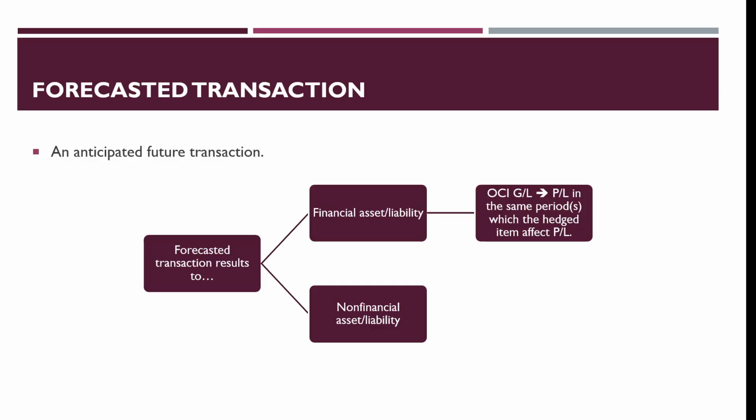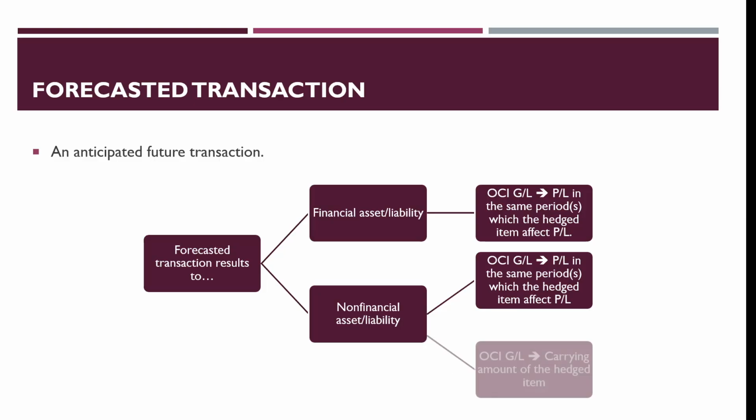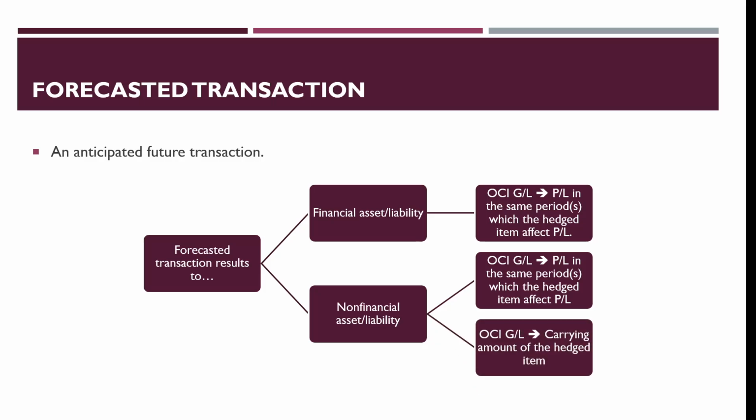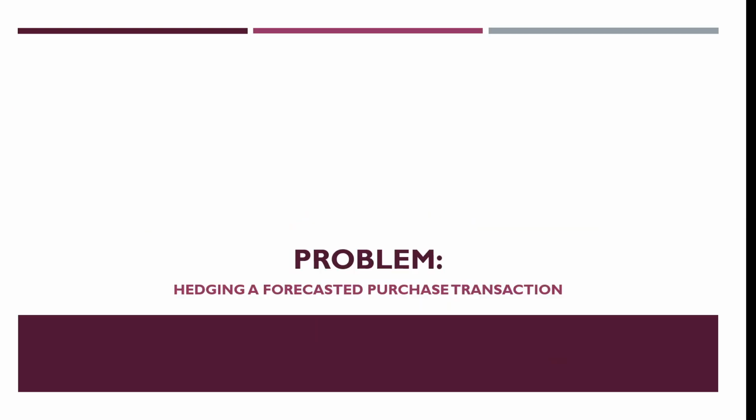Pag non-financial asset or liability naman ang mag-a-arise from your forecasted transaction, may dalawang treatment yung OCI gains and losses natin. First treatment, it will be reclassified to P&L in the same period which the hedge item affects the P&L, which is similar kay financial asset or liability. Second alternative treatment, the OCI gains and losses will be closed to the initial carrying amount of the hedge item. Yan, tandaan niyo yung rule na yan ha. I-apply natin yan sa problem na ito.